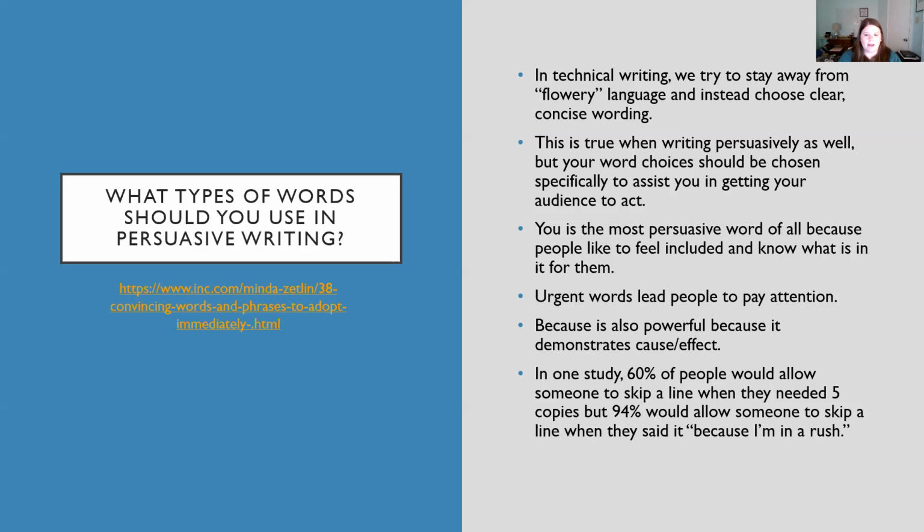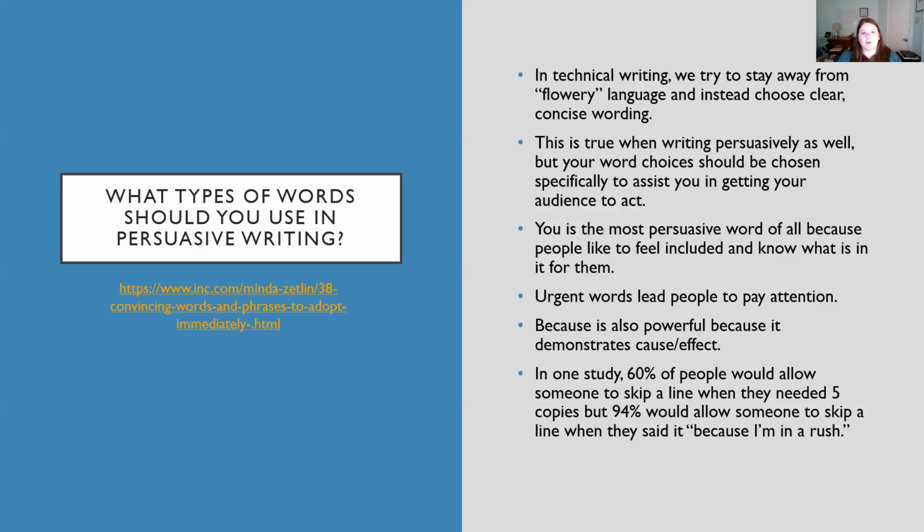This was before people had at-home printers. And so they would ask them questions. Within those questions, 60% of the people would allow somebody to skip in line when they just said, "I need 5 copies." So instead of just getting in line, they would say, "Hi, do you mind if I get in front of you? I just need 5 copies of this document." Because it's not that many copies, 60% of people decided to let this person go in front of them.